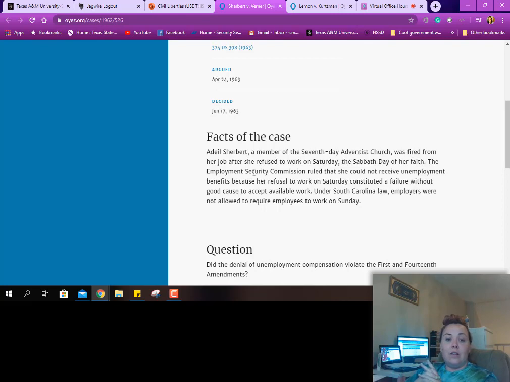So, in this case, Sherbert was a Seventh-day Adventist, and he was fired, and by the way, he is a she, it's a woman, Adele, who was fired from her job after she refused to work on a Saturday. The Employment Commission said that she could not get unemployment because her refusal to work on a Saturday constituted a failure without good cause to accept available work. The question we're looking at is not whether or not she should have been terminated. The question we are looking at is whether or not the government can refuse to grant her unemployment because of her religious refusal to work on a Saturday.